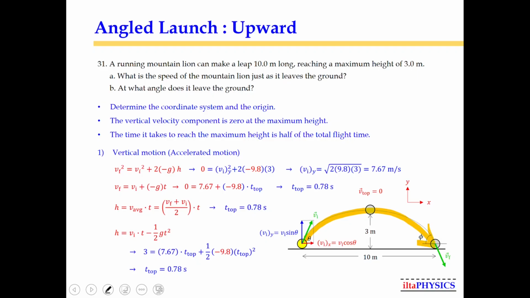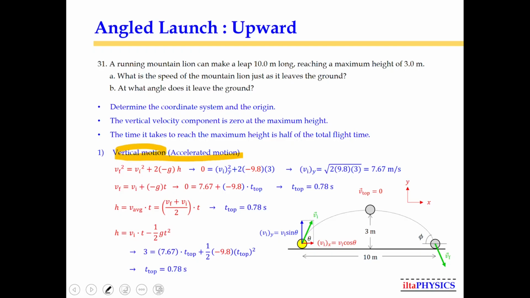Also, remember that the vertical velocity at the peak is 0 and the total hang time is twice the time to reach the peak. First, set the coordinate system and origin. We'll use a Cartesian system with the origin at the lion's starting point, the yellow dot. In this case, we need to find the initial velocity given that the maximum height is 3 meters. Vertical motion is free fall.